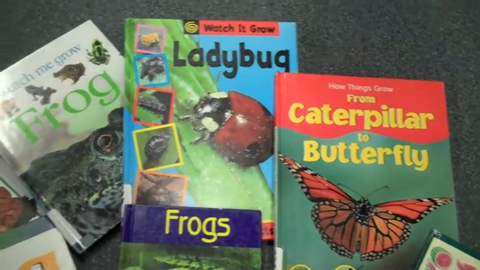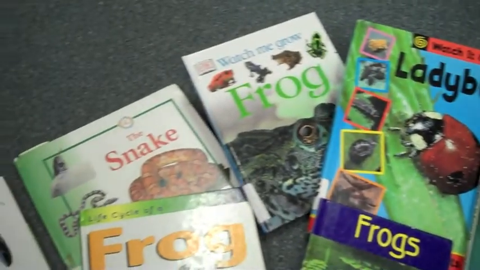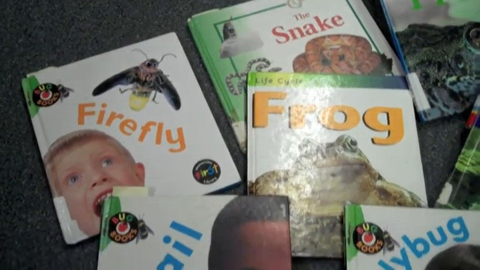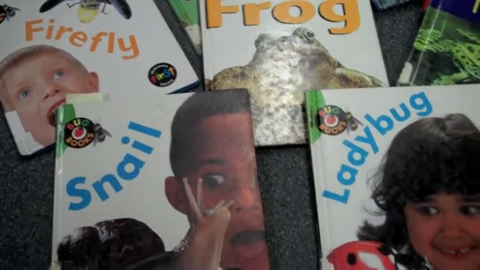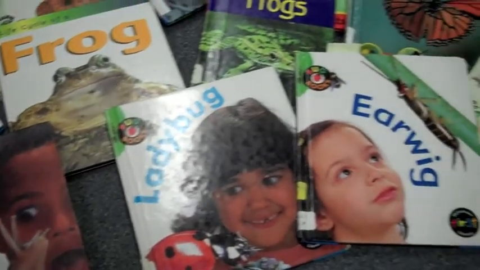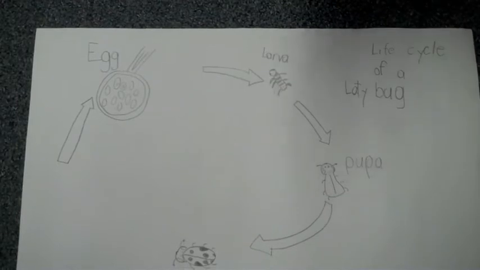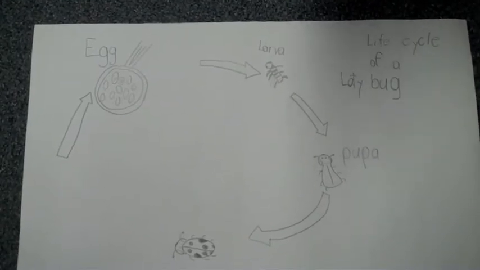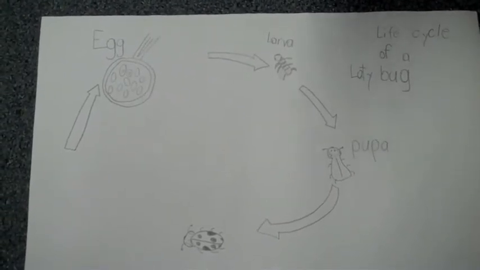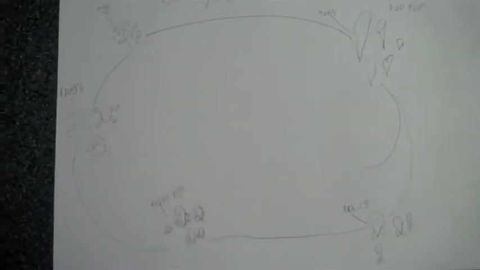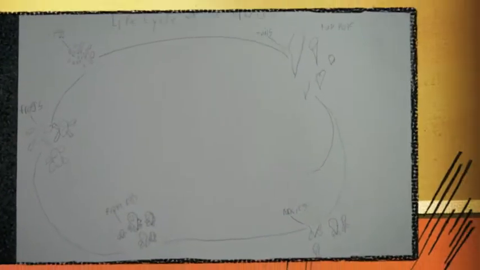Using resources from the classroom library, school library, internet, etc., students will then research a chosen life cycle and select the materials they would like to use in their art product. Students first sketched their chosen life cycle, starting with the ladybug. And we have another one, which is a seed cycle. Our third example is the life cycle of a frog.